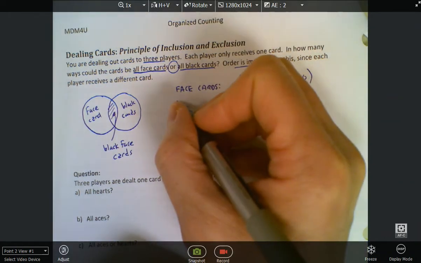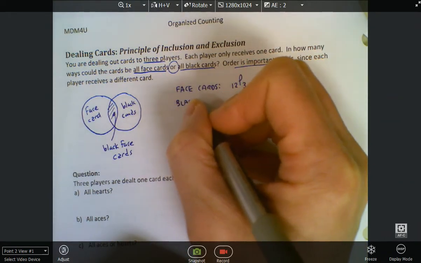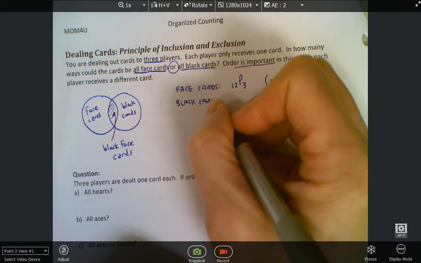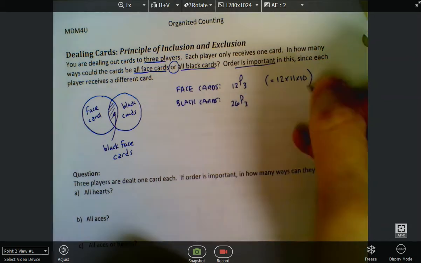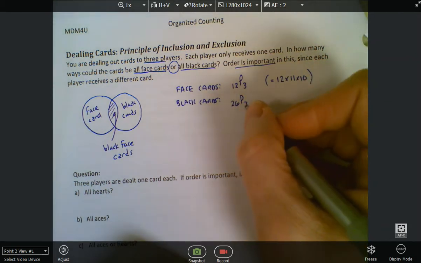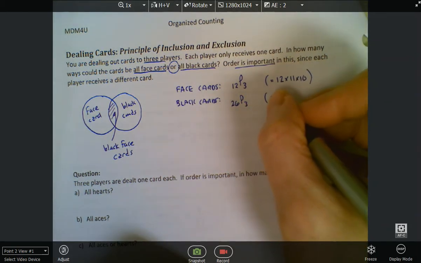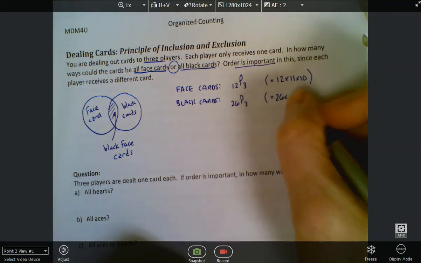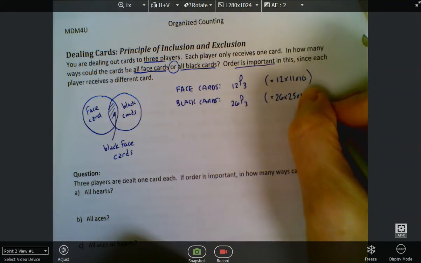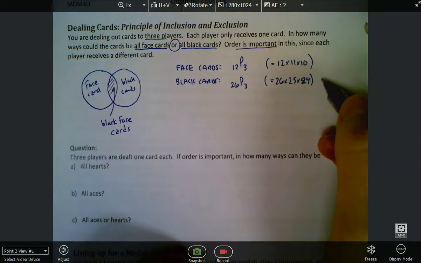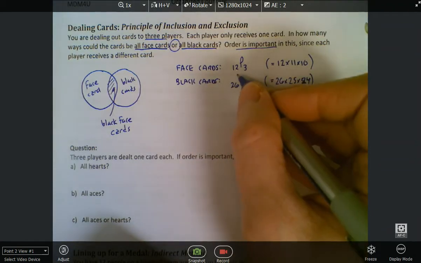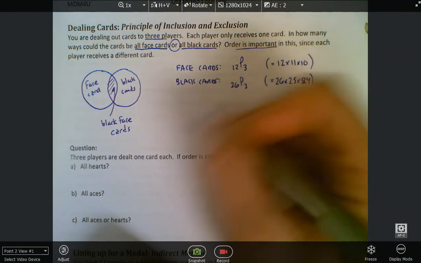Alright, so what about black cards? Well, the black cards that are in here is 26P3. So there are 26 black cards and we're going to pick 3 of them. And again, remember that's just 26 times 25 times 24 if you're using the fundamental counting principle, or 26 factorial over 23 factorial, which is the same thing as this. So now the problem is that there's some overlap. But how many overlaps are there?